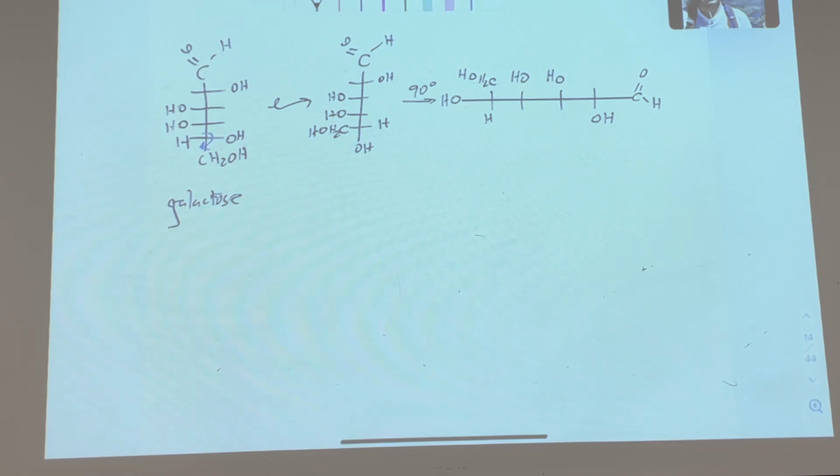I'm going to draw the skeleton of the Haworth. C1, the anomeric position, can be any way you want, unless you're specifically told. C2 is down. C3 is up. C4 is up. Questions here?